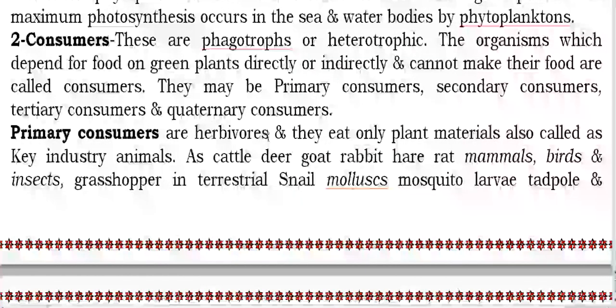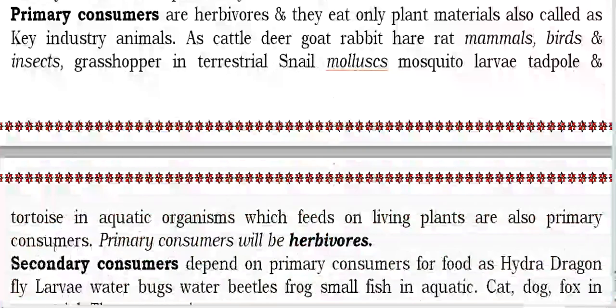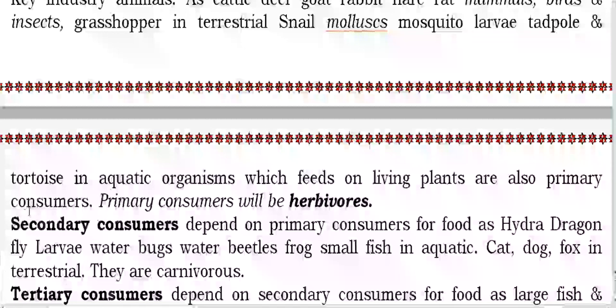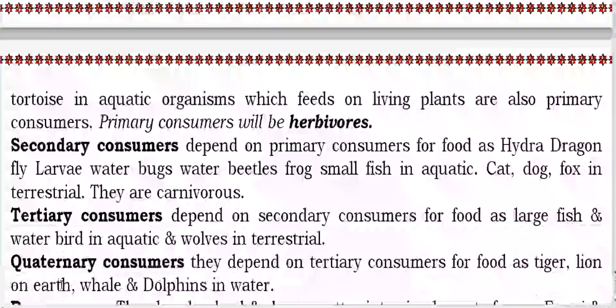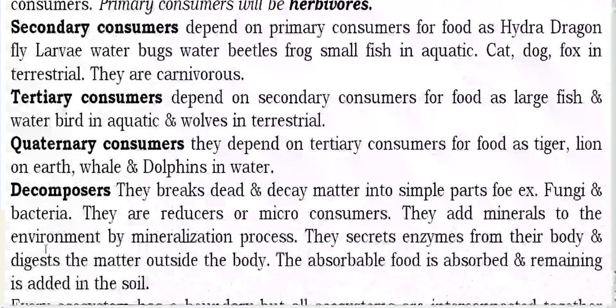Primary consumers are herbivores and they eat only plant material, for example cattle, deer, goat, rabbit, hare, rat, and other mammals. Grasshopper among terrestrial animals, and snail, mollusk, mosquito larva, tadpole and tortoise in aquatic ecosystems are herbivores. Secondary consumers depend upon the primary consumers for food, such as hydra, dragonfly larva, water bug, water beetle, frog, small fish, etc. Tertiary consumers depend upon secondary consumers for food, such as large fish in water, birds in aquatic systems, and wolf in terrestrial. Quaternary consumers depend upon the tertiary consumers, for example whale and dolphin, or tiger and lion.